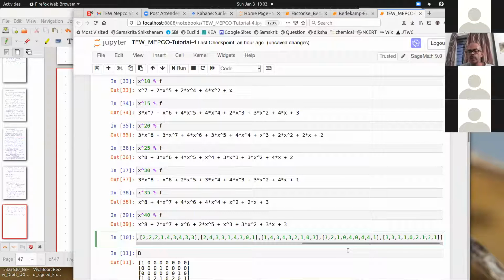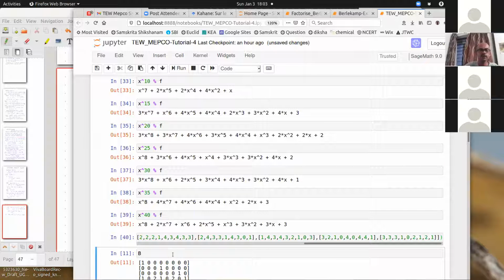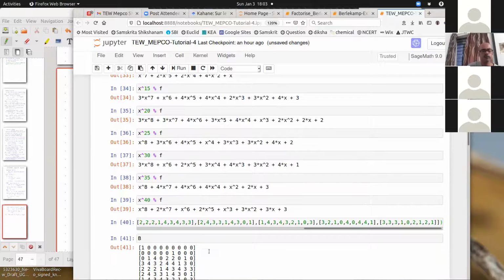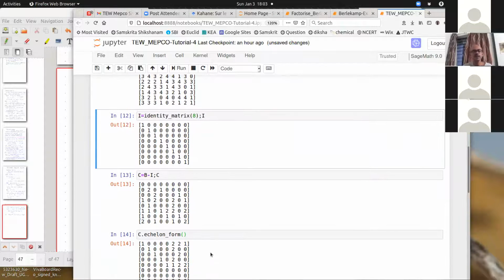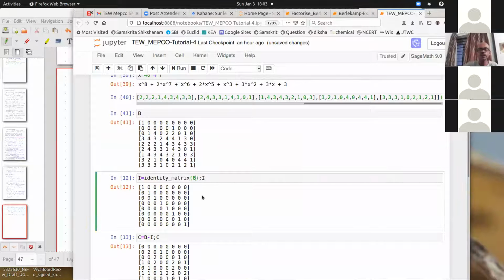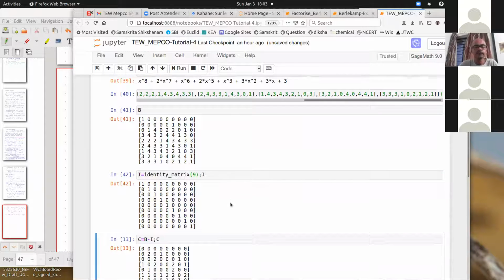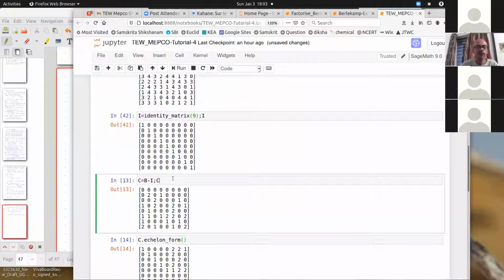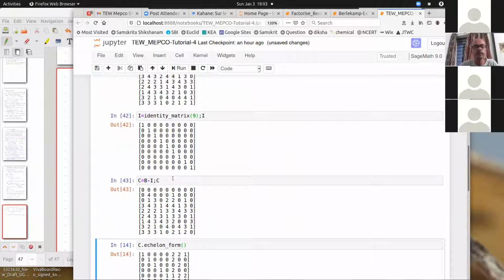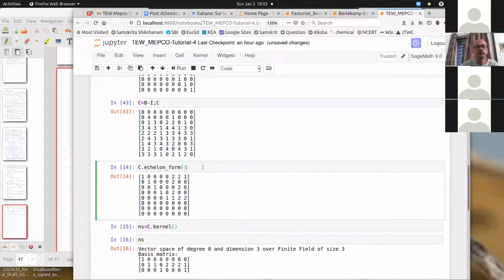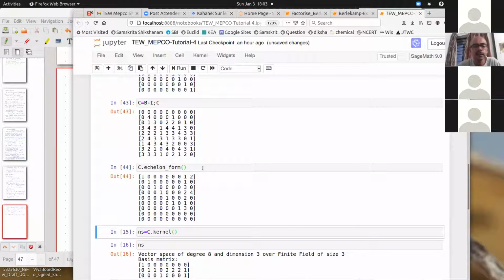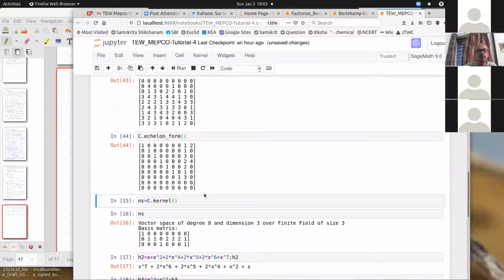So 2121. Hope we have correctly entered this. Let's try. Yes, so we have the 9 cross 9 matrix now. The identity matrix needs to be changed to 9. All of this remains the same. We are going to have two factors, because the null space is going to have dimension 2.